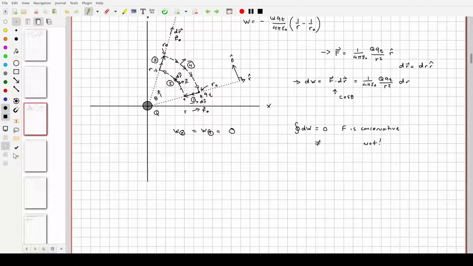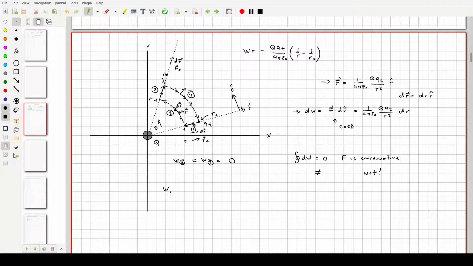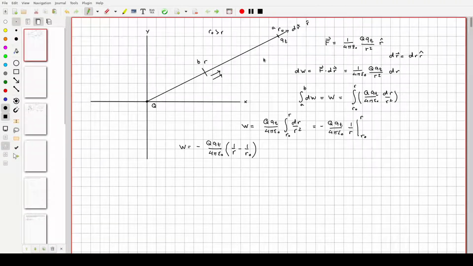So we've already done 2 parts of the loop, section 2 and section 4. They don't matter. They're 0. So at least that much is satisfied. So let's take a look at the work for part 1. Well, we've actually already calculated this type of work. When we looked over here, we started at R0, we ended up at R, and we discovered the work looked like this.